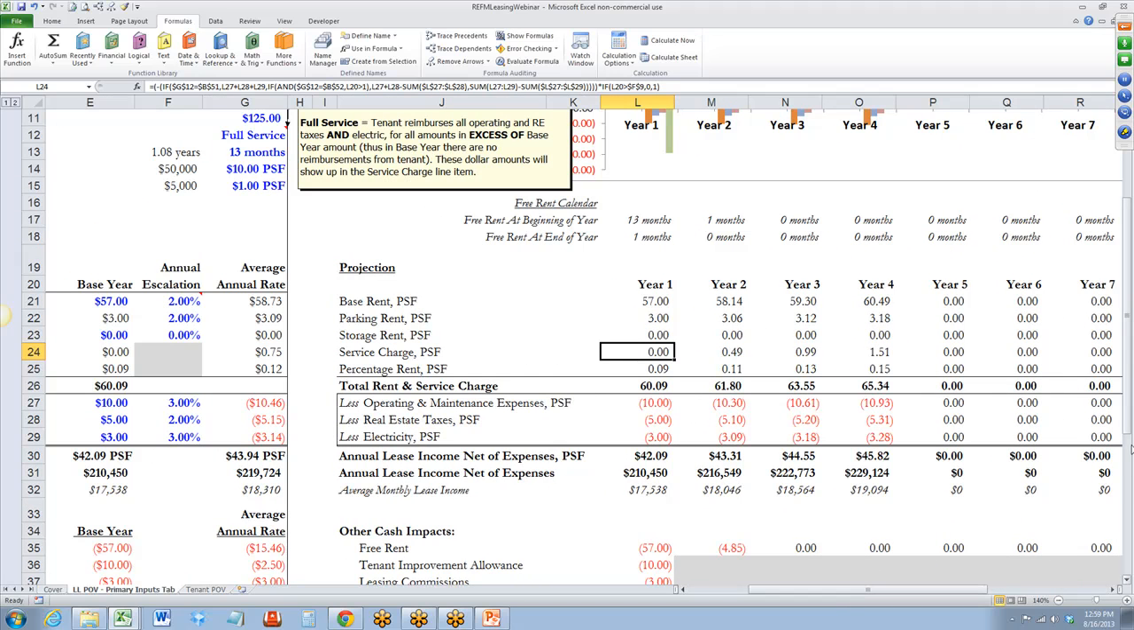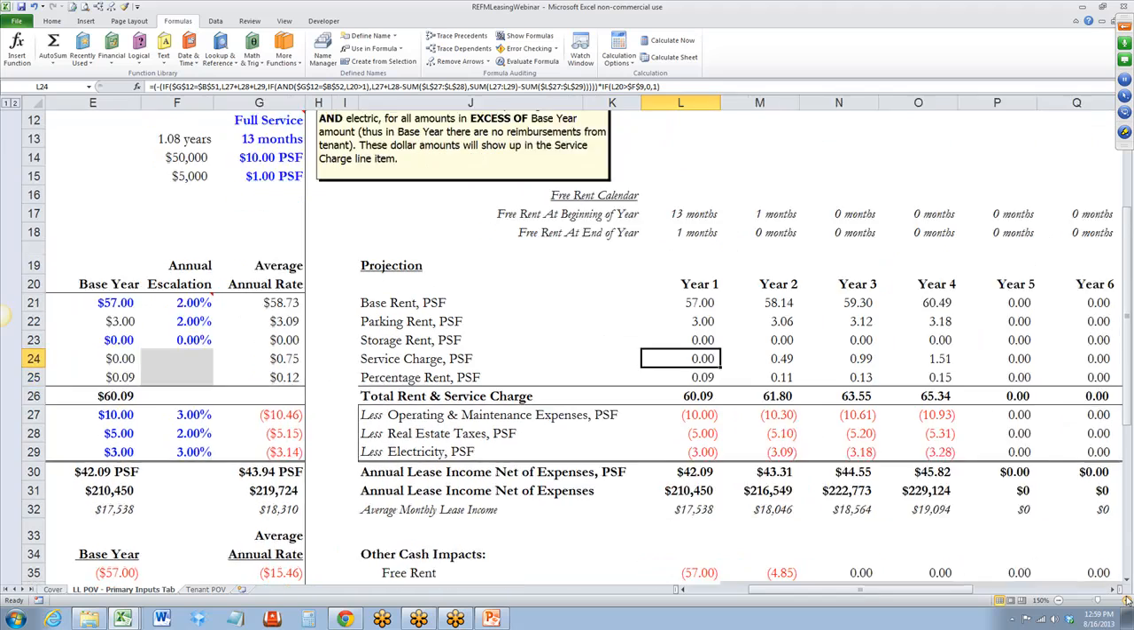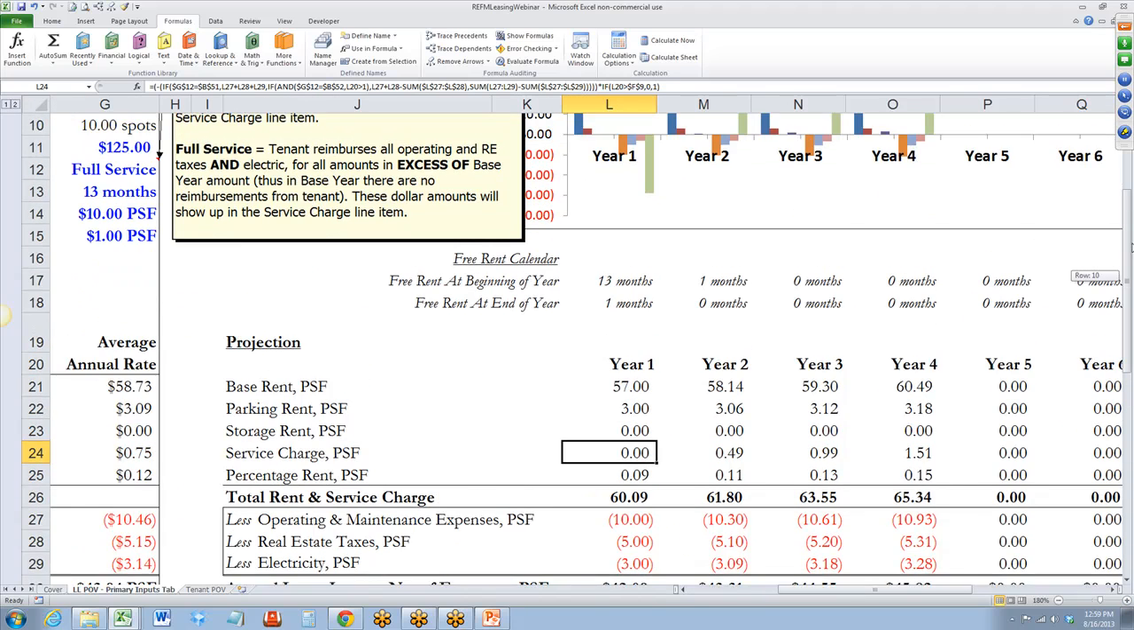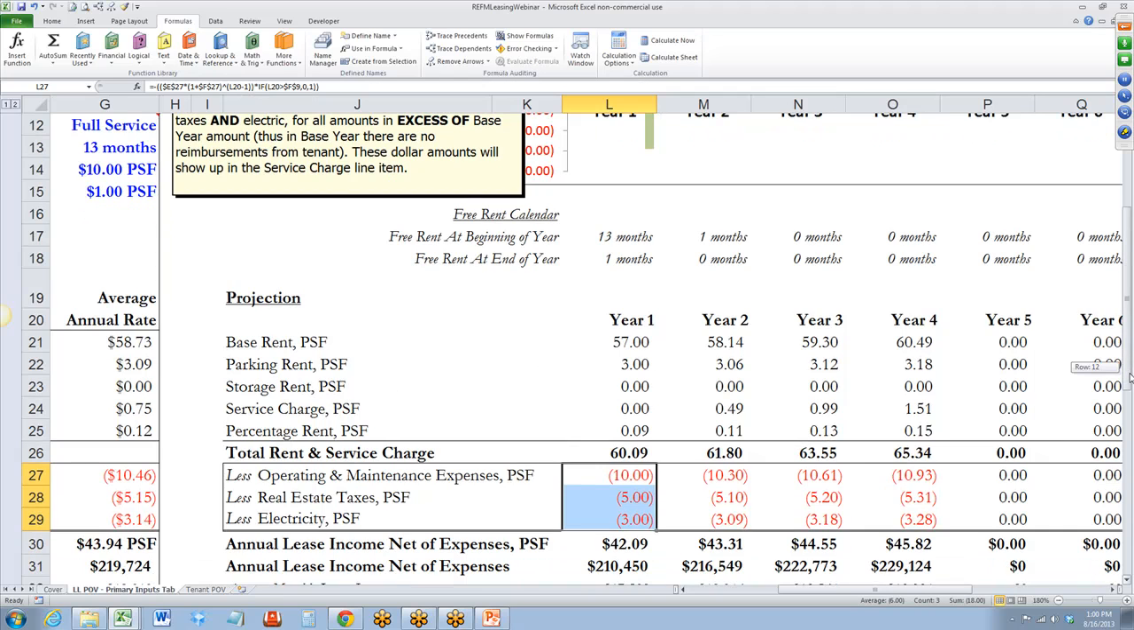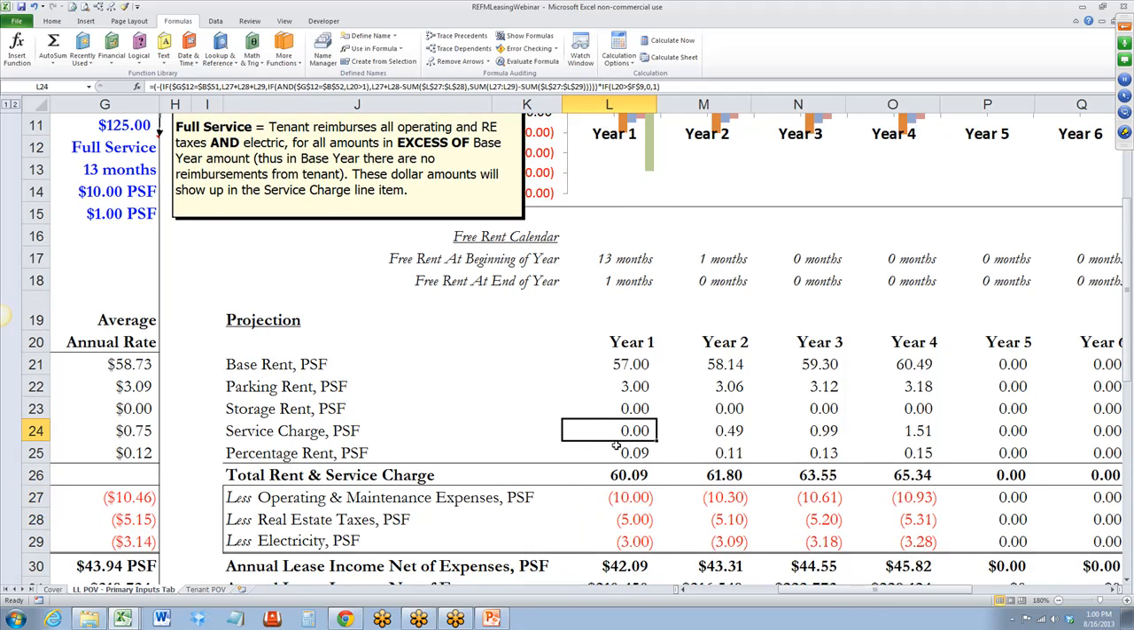Well, this is the result of the nature of a full service lease, which takes reimbursements in a very particular manner. And so if we look at the definition that we've included here in the comment box, this is generally speaking how a full service lease will work. The tenant reimburses, therefore we as landlord will receive reimbursement for all operating and real estate taxes and electric, but only for those amounts in excess of the base year amount. Okay, thus in the base year there are no reimbursements from the tenant at all. So again, while there was $18 here per square foot in cost to us as the landlord, we get nothing in terms of service charge.